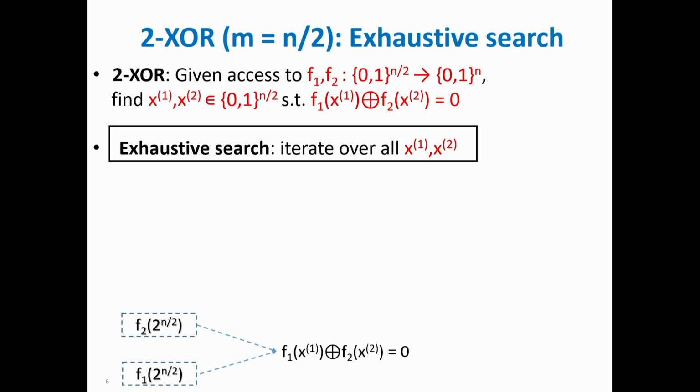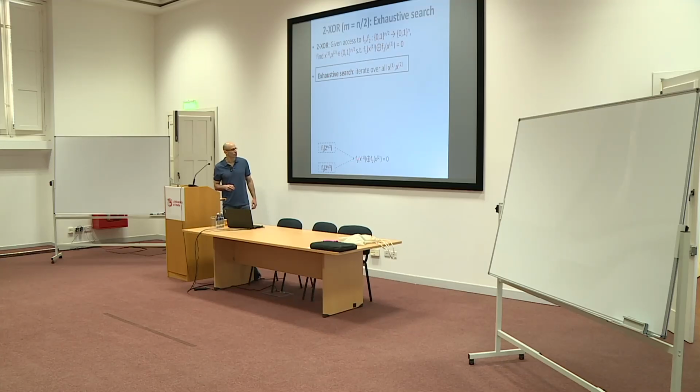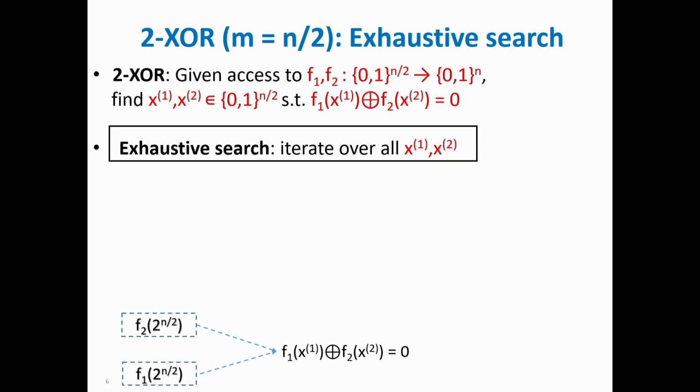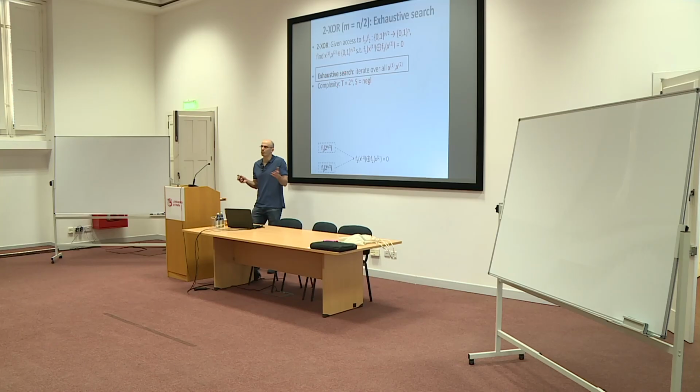OK, so the most basic algorithm that you can think of is exhaustive search. What is exhaustive search? You just enumerate over all these pairs. For each pair, you check this condition, f1 of x1 XOR f2 applied to x2 is equal to 0. And if you find a pair, then you find a solution. That's exhaustive search, the most trivial algorithm. The expected complexity is roughly 2 to the n, the size of the domain of these 2 functions. And the space that you're using is really negligible. You're not using any space. Okay, any questions so far?